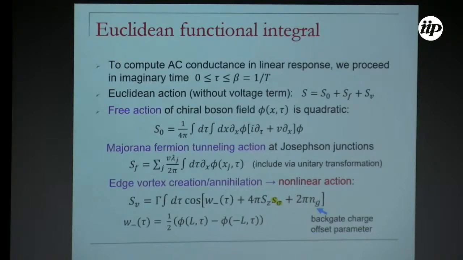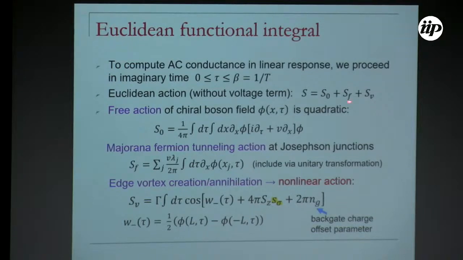So with this formalism, you can now start doing calculations, and what we are after is the linear response conductance at finite frequency. In linear response, you can use the Kubo formula, so you can work in equilibrium by computing the current-current correlation function, and then doing an analytical continuation to real frequencies. So we work in imaginary time. Tau is between 0 and beta, beta being the inverse temperature. And then in linear response, we can dismiss the voltage term.